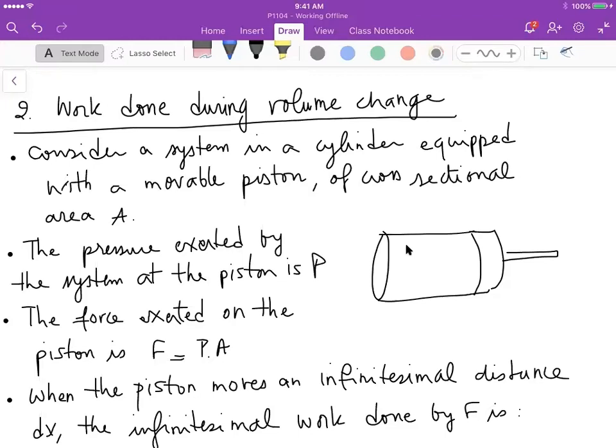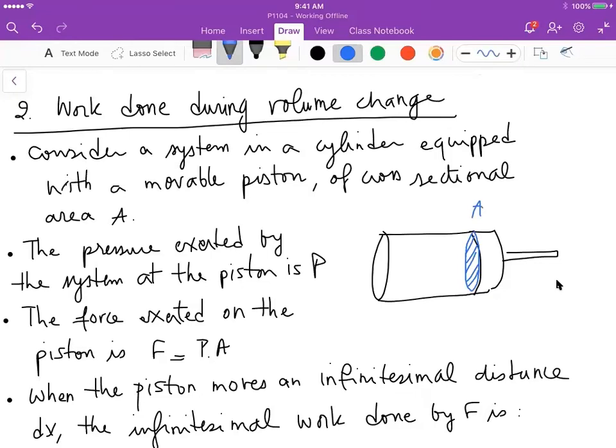So we will continue with a second section where we are going to derive or to calculate the work done by a system during volume change. So let's consider that we have a given system, so it could be a gas or a liquid, inside a cylinder of cross-sectional area A. So let's say that this is our cylinder. This is the cross-sectional area. It's the surface of this area. هي ال A cross-sectional area.